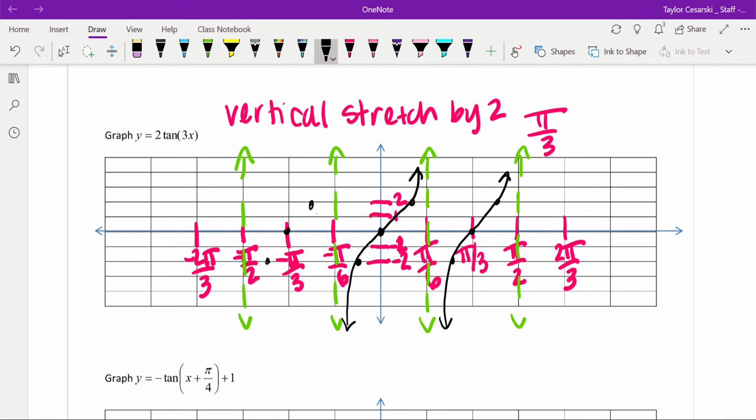And up to 2. And there you go. All right, let's talk about real quick the domain and range of this.